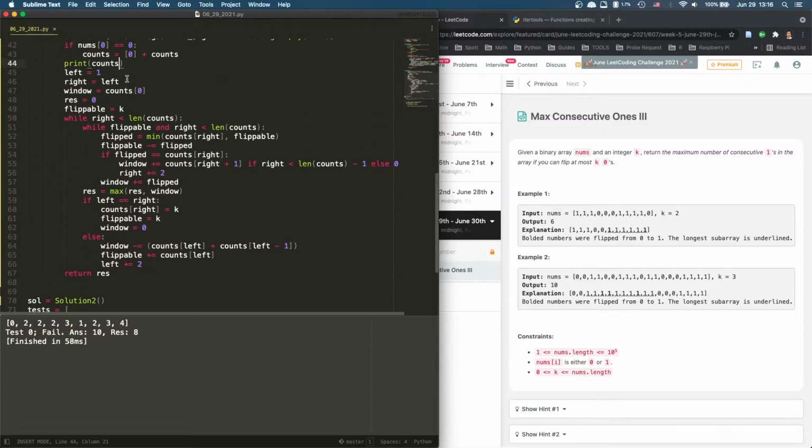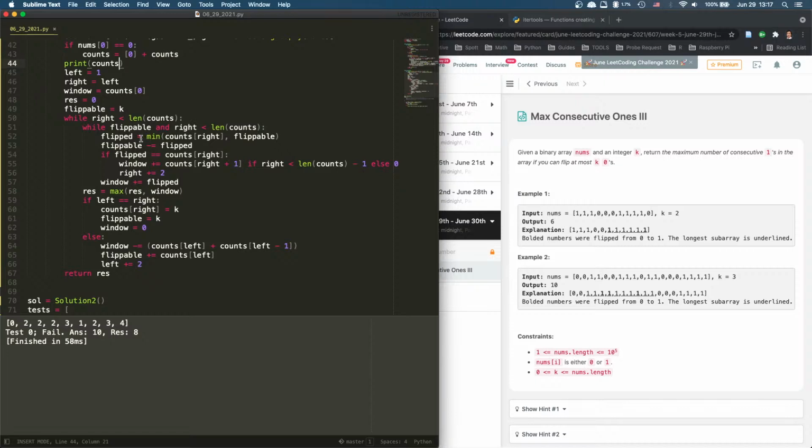So let's see. Left is going to be 1. So I'm going to start from 0, 1, 2, 3, 4, 5, 6, 7, 8. Right, so we're going to start from 1. Window equals count 0. Count 0 is 0. Window currently is 0. Flippable is k. Now right is equal to 1 as well. And then we say, while flippable, yeah, we have k, and the right is smaller, yeah.